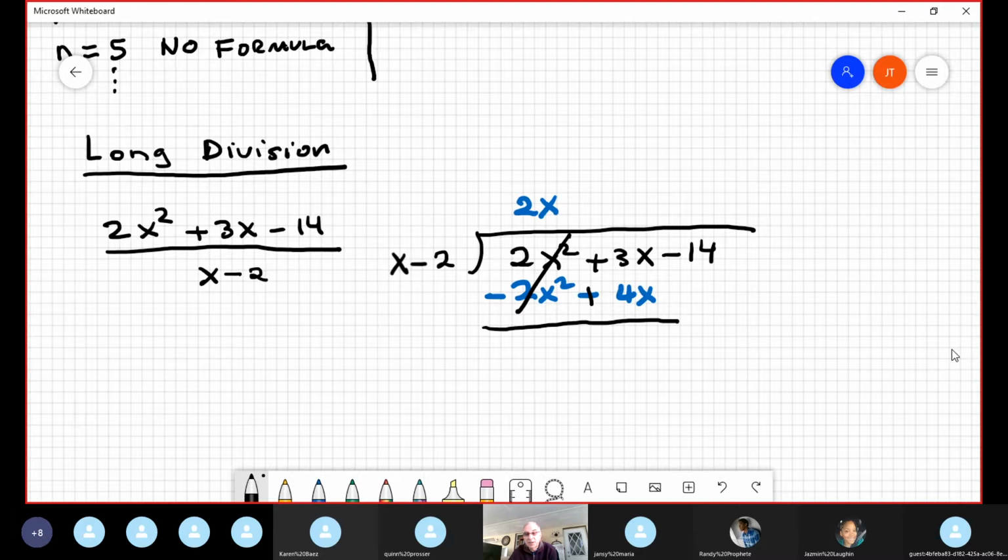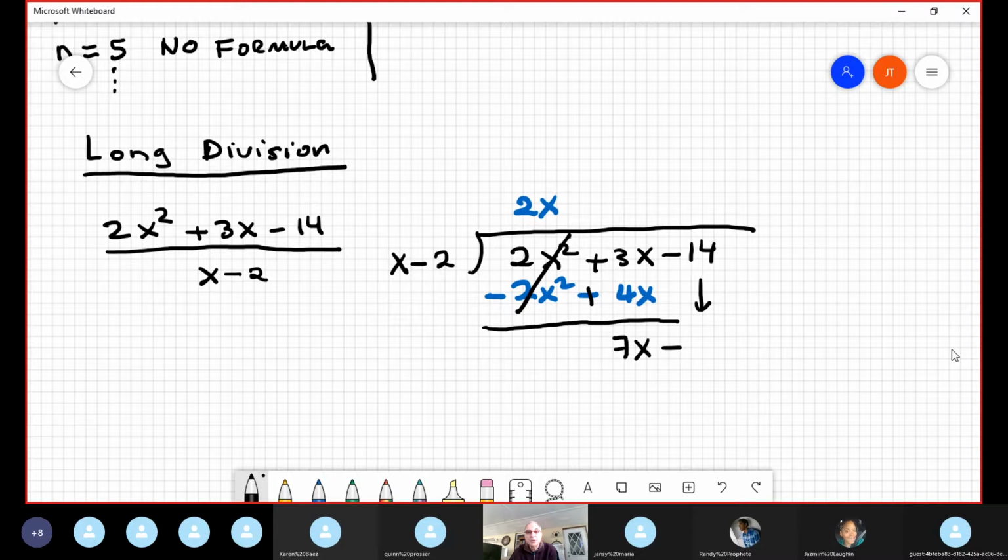Okay, repetition. 2x times x is 2x squared. 2x times negative 2 is negative 4, but by subtracting, I change the sign, so it's positive. So it's 7. Now bring down negative 14.